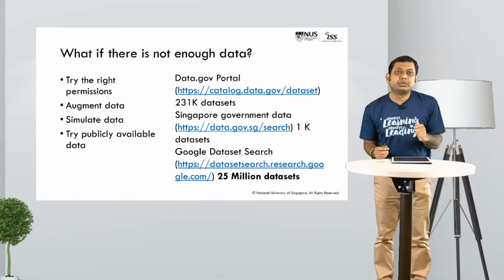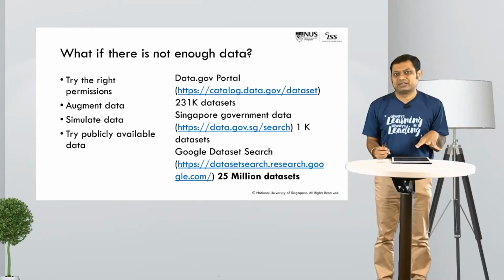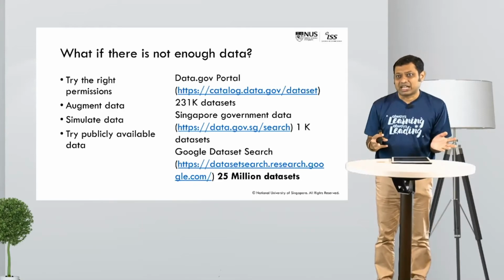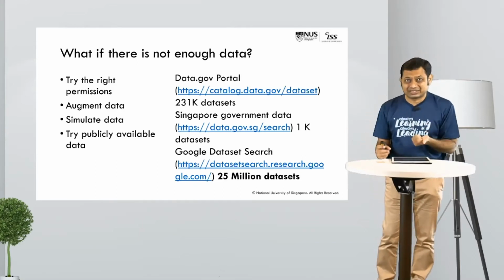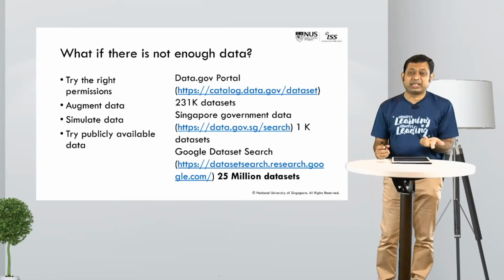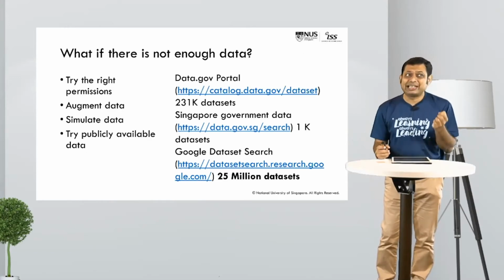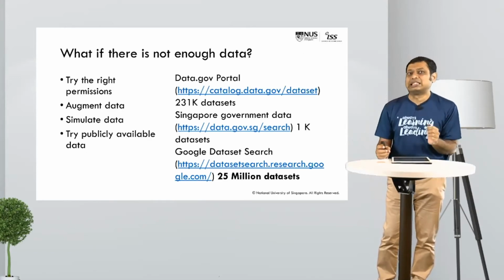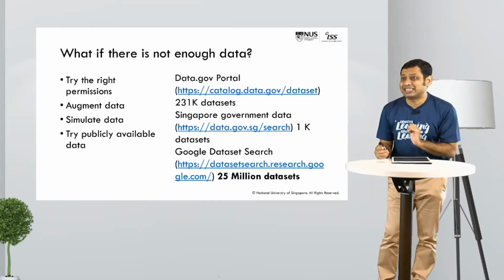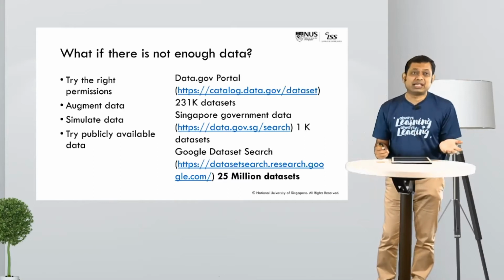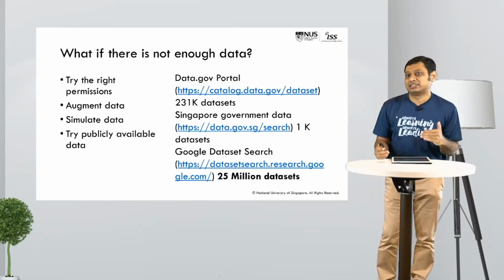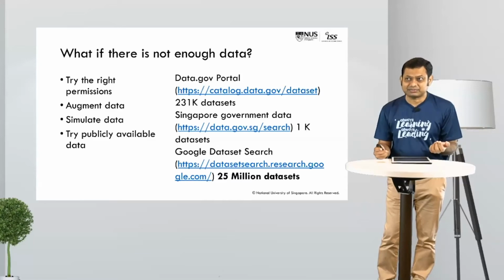Another thing that you could do is try publicly available data. There's a wealth of publicly available data on the internet. I've listed a few of them, data.gov. The Singapore government has put up quite a bit of public data, but an interesting one on the horizon is Google dataset search. At last count, there were 25 million data sets out there for you to start using. I'm predicting that Google dataset search is only going to grow, and that a lot of people are going to use that for interesting analysis.